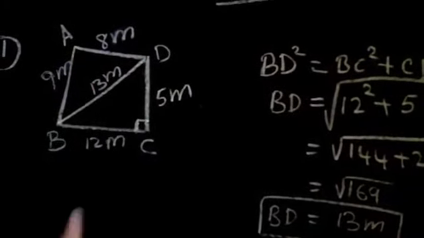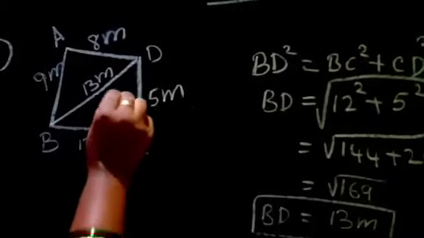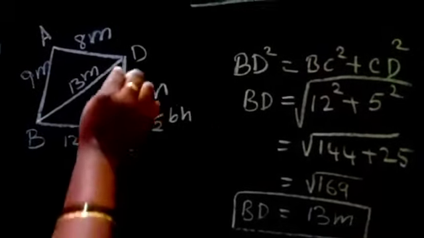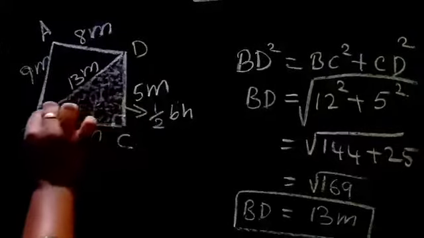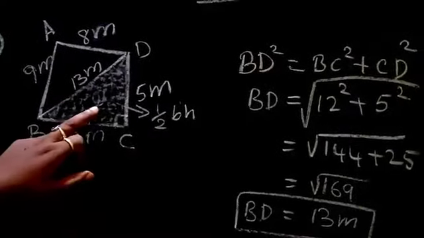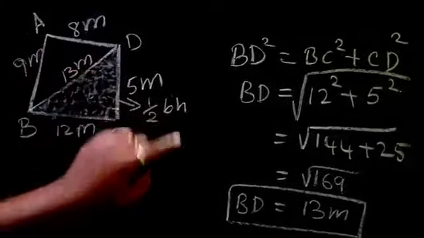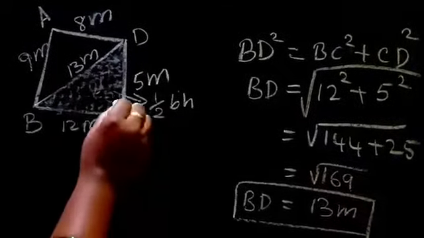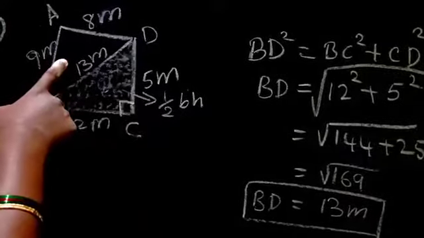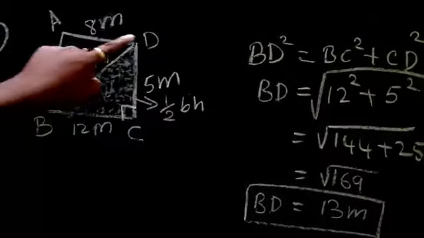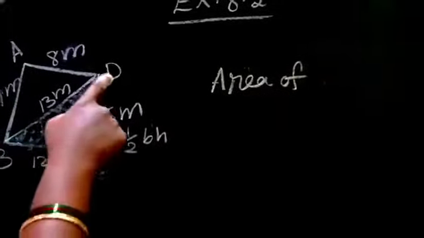Then we have two triangles. For this triangle we can find the area directly using half into base into height. For the first triangle, we have the base here and the height also, 5 meters, so directly we can find this answer. But for the second triangle, if you want the area, we have to use Heron's formula because all three sides have been given here. Area of BCD we want.